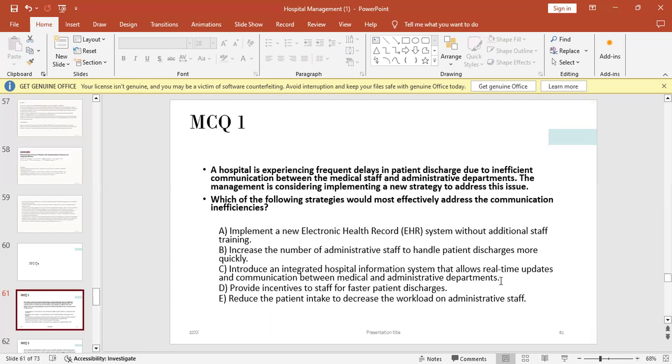C. Introduce an integrated hospital information system. Yes, it's C, introducing an integrated hospital information system.